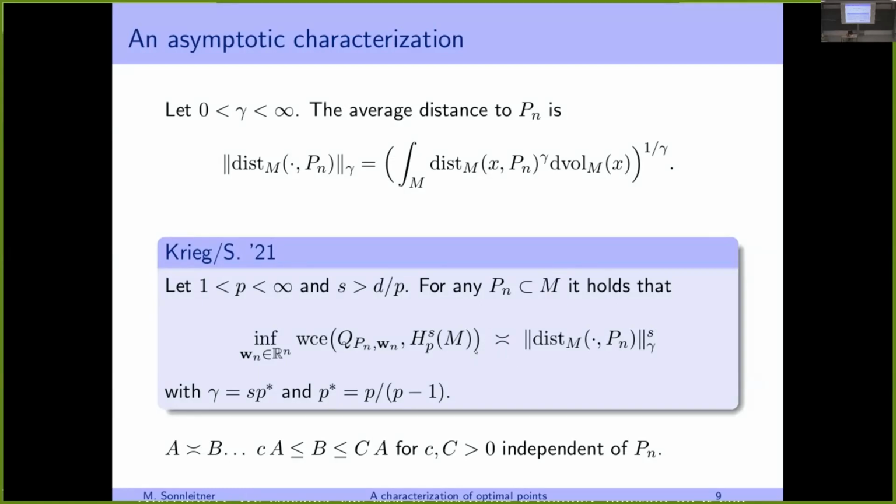And this asymptotic notation means here, as written down, that we have constants such that we can bound the left-hand side by the right-hand side from above and below for any point sets. These constants may depend on s, p and the manifold, but not on the point set. And here this gamma depends on s and p in this way, where p star is the Hölder conjugate of this parameter p. And I just want to give some brief details on the proof.